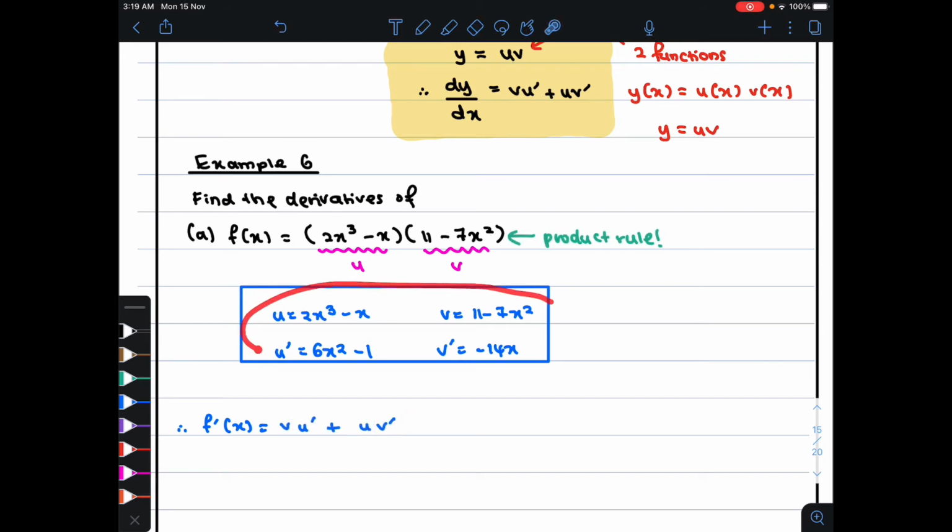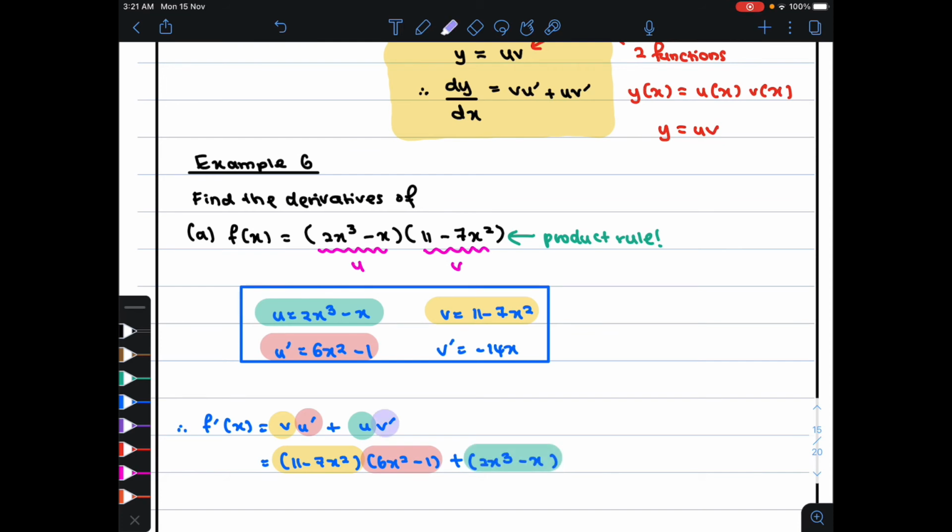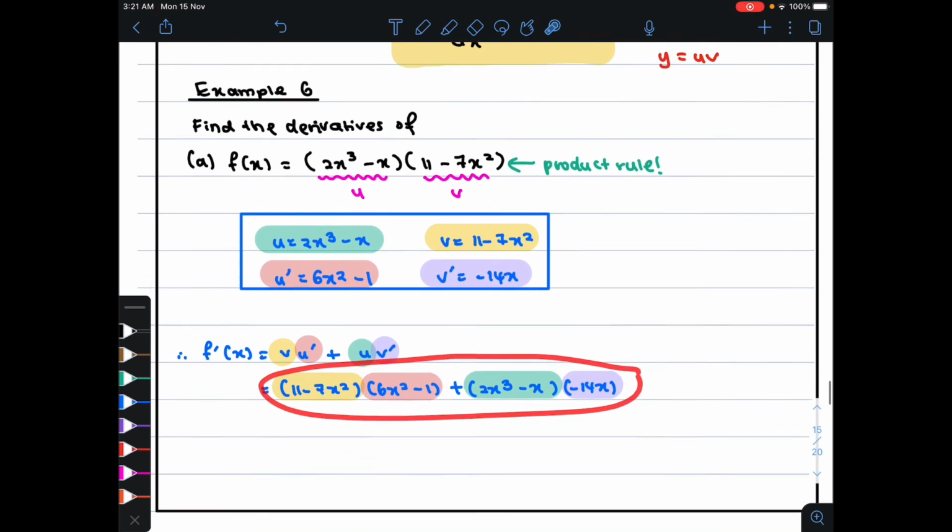So let's substitute everything here into the formula on the right hand side. First, we have v, which is 11 minus 7x squared. Next is u prime, which is 6x squared minus 1. Next, we have u, which is 2x cubed minus x. And the last one is v prime, which is minus 14x. So simplify everything here.